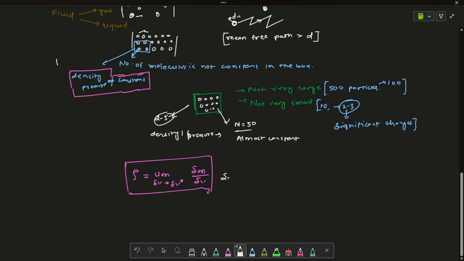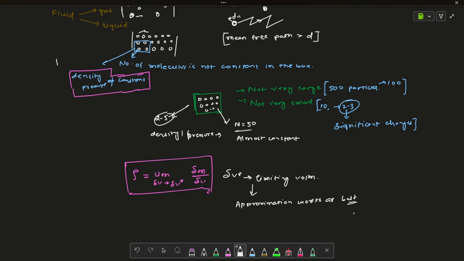This delta V star is known as the limiting volume. At this volume our approximation works at best. I mean, this control volume that we have assumed works at best, meaning the effect of particle motion is negligible here. It is the best volume that works here.